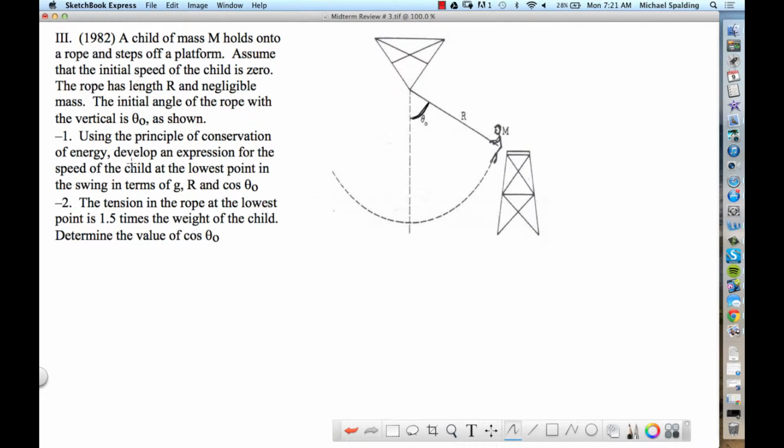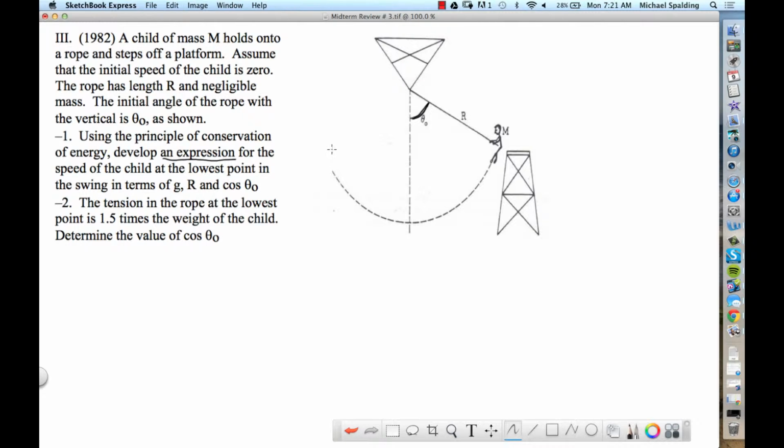First question: using the principle of conservation of energy, develop an expression. What does that mean? An expression means your answer is going to be non-numeric, in terms of variables. So we're finding the speed of the child at the lowest point.